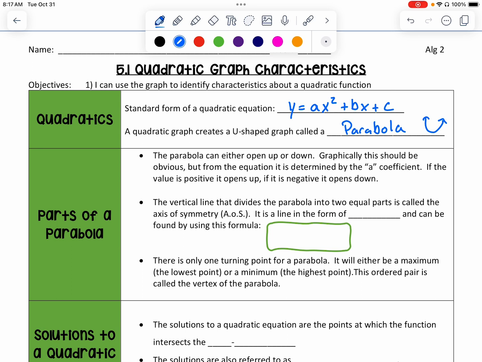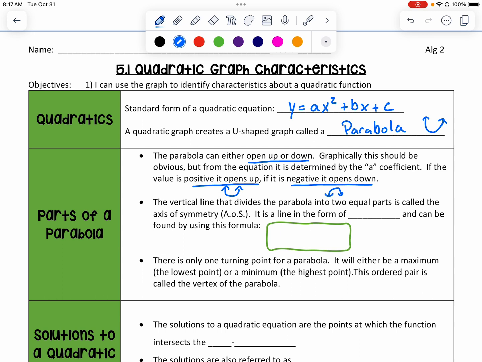So parabolas can either open up or open down. Graphically, you can kind of see it, but in an equation, that a in the front of the equation, if it is positive, it opens up. So opening up looks like this. And then if it's negative, it opens down. So it's facing downwards.